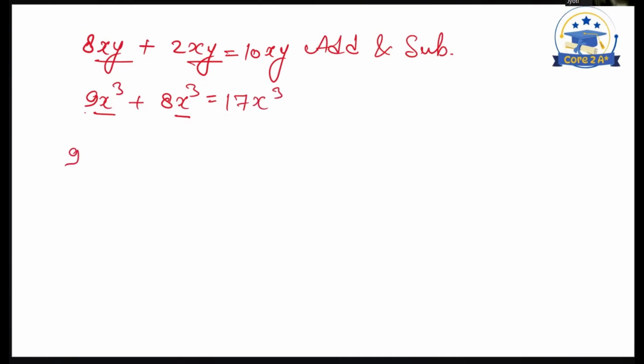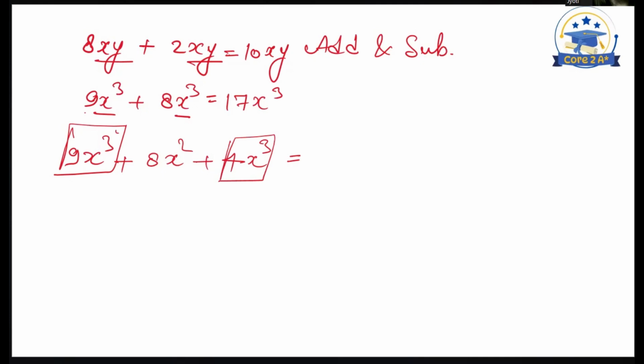Suppose we have 9x cube plus 8x square plus 4x cube. So what will be the answer? Who has the same variable? 9x cube and 4x cube. See the symbol as well. Okay, plus, plus, plus. We know that. So 9 plus 4, 13x cube and plus 8x square. Why did we keep x square? Why didn't we add? Because it has a different variable. It has x square, not x cube.